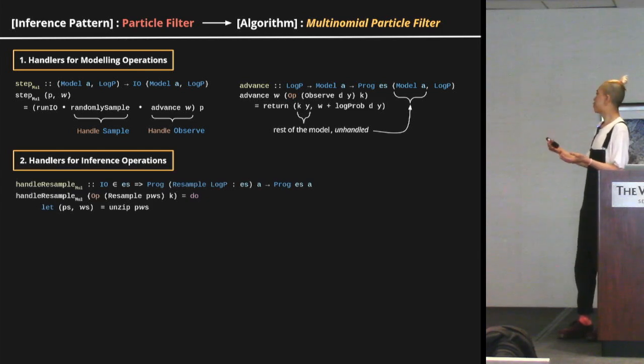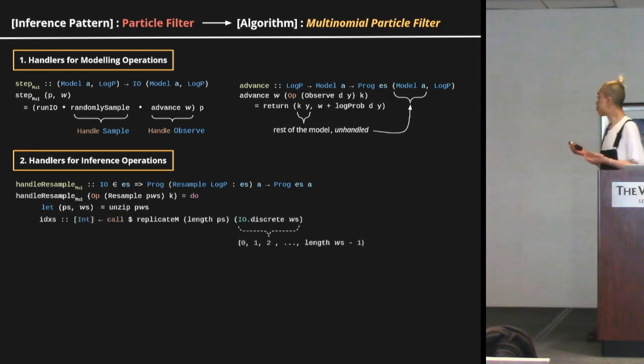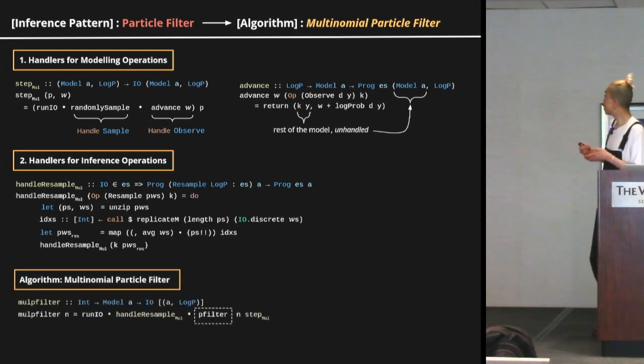Next, we'll define the semantics for resampling. Given a list of particles and their weights, we'll first make a discrete distribution over the positive integers. The numbers that we get back are the positions of the particles we'll continue executing. We can then extract these particles and pair them with the average weight. And then finally, by slotting both of these handlers to our inference pattern, we fully implement the multinomial particle filter.